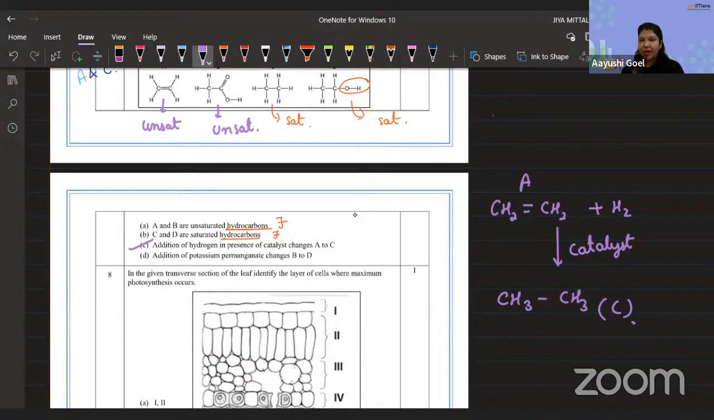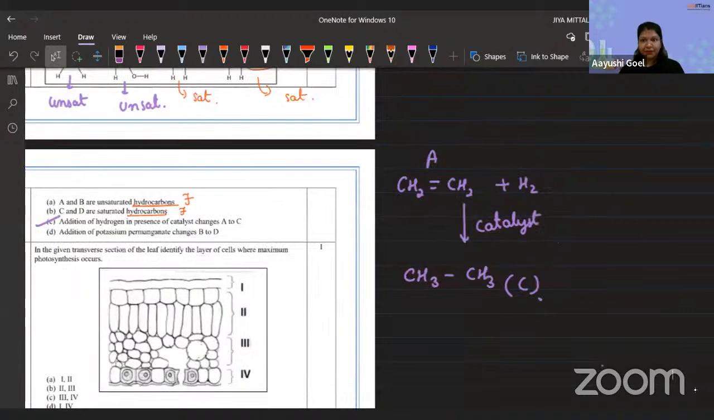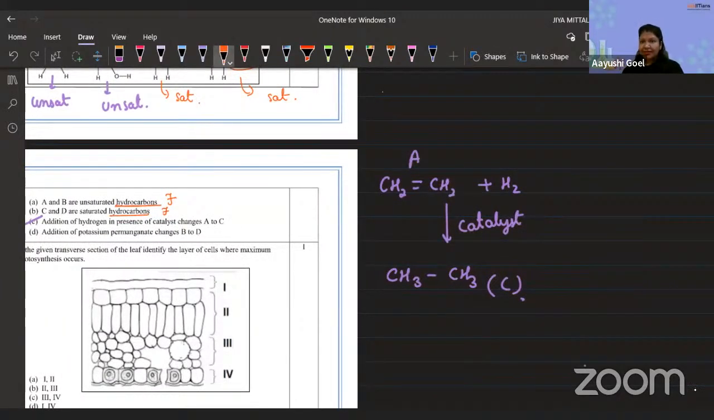Addition of potassium permanganate. This is what we are going to learn. The addition of potassium permanganate is basically an oxidation reaction. Permanganate will oxidize, and the alcohol is converted to acid. KMnO4 will convert it to acid, the OH. This is the conversion. So from D, you are getting B. The reverse is true, not this one. From D, we are getting B.